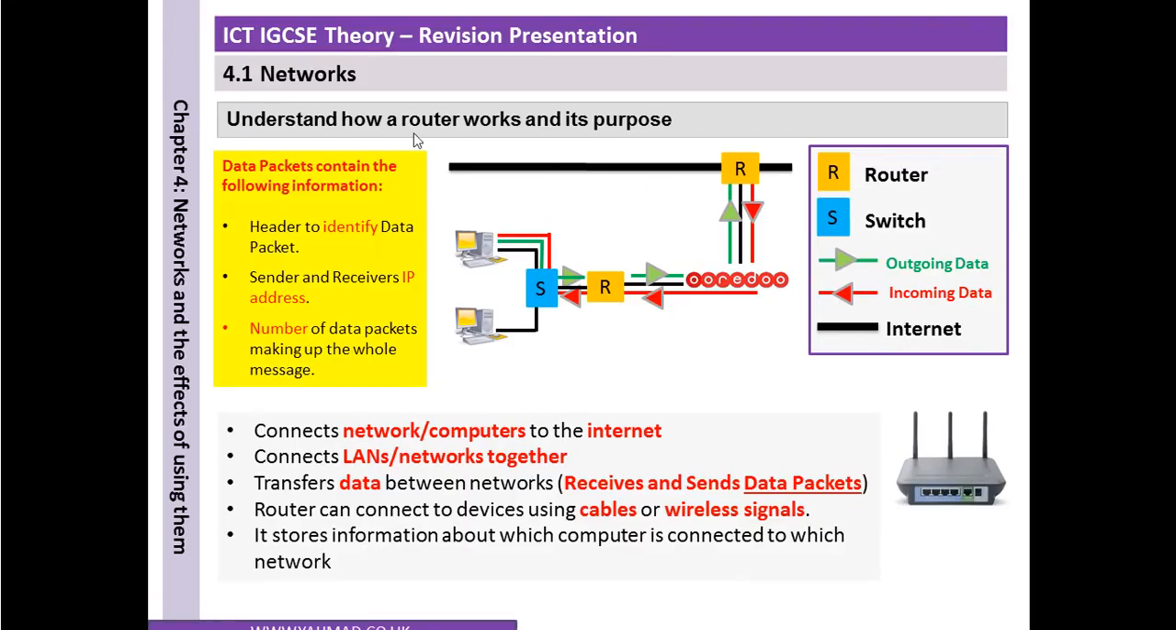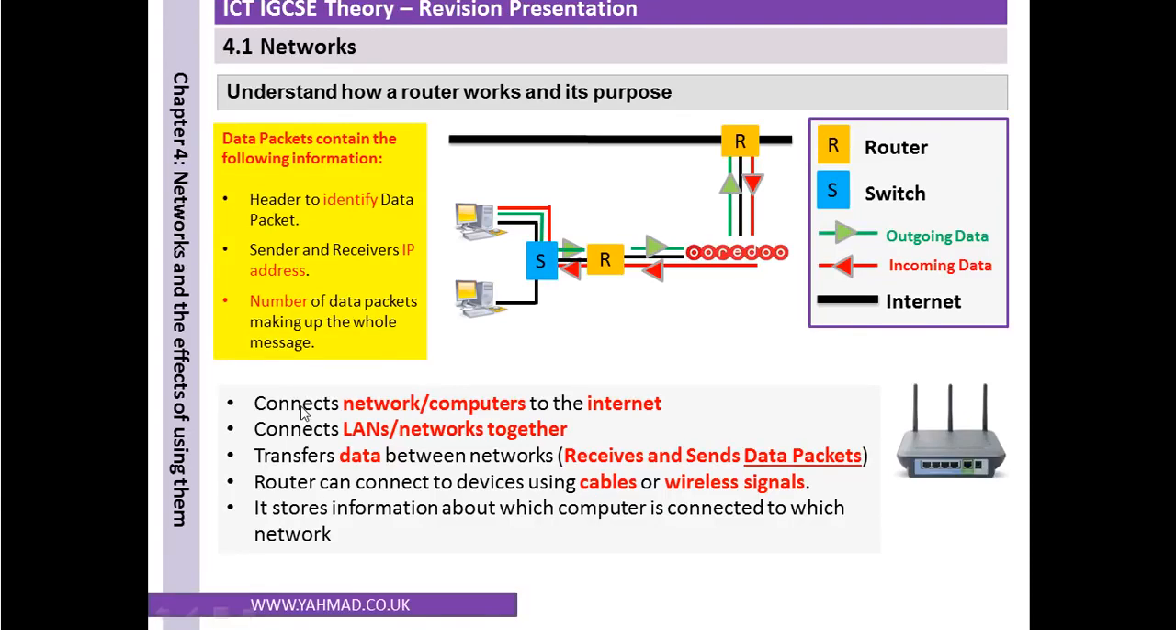Okay, now we're going to understand how a router works and its purpose. The router can connect your network or computer to the internet. The internet, for example, is a network of networks. It can connect local area networks together to form wide area networks, which is something we'll look at later. It can transfer data between networks.